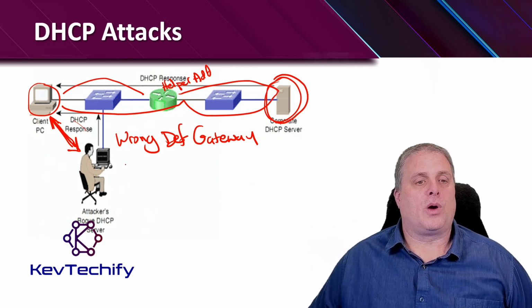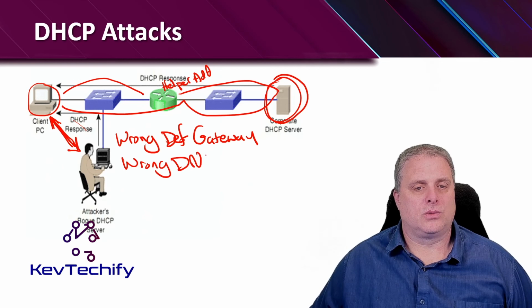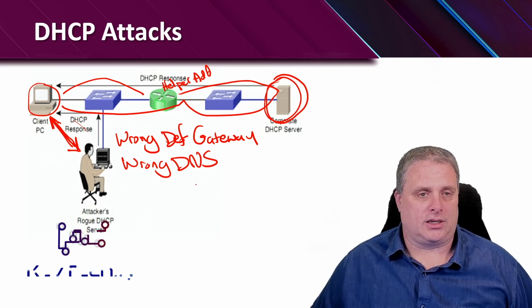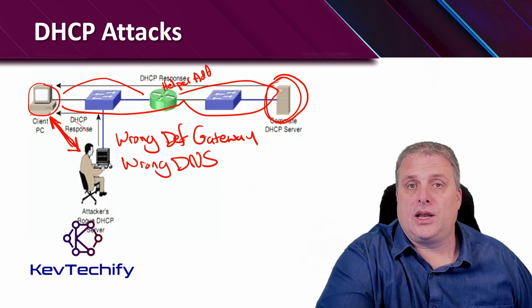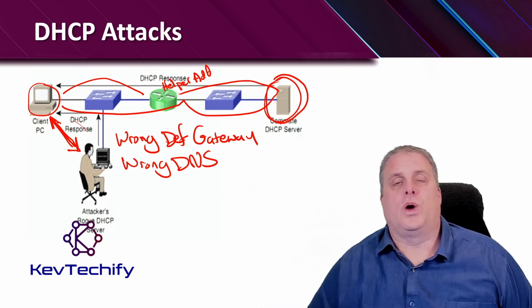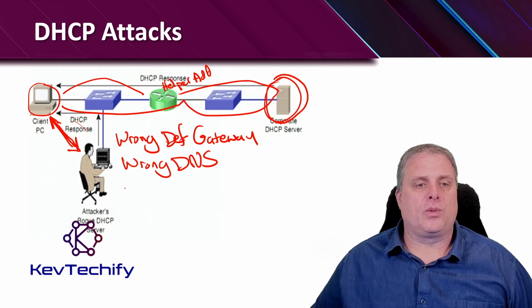We can set up the wrong DNS server. So we could set up wrong DNS. Why would you want to do that as a threat actor? Well, instead of pointing it to the correct website, you could point it to a malicious website where you're harvesting data.